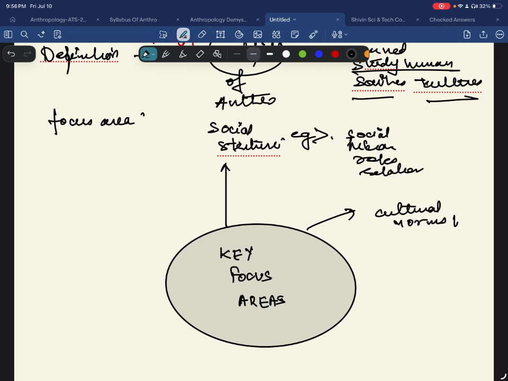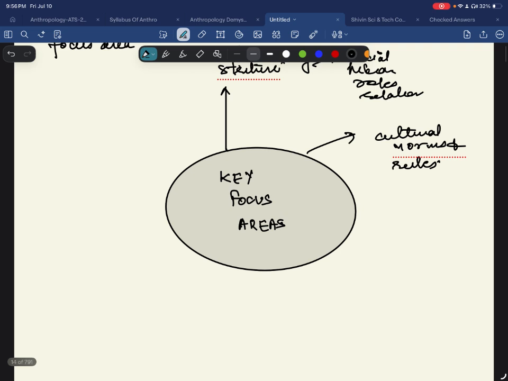You can write that it is generally the investigation into the shared beliefs, values, customs and norms within the society, right?